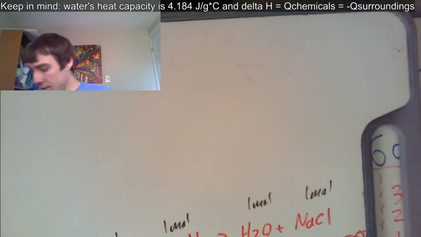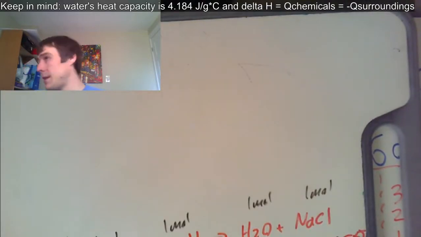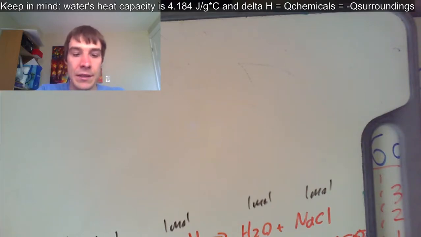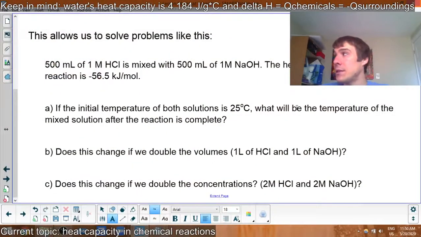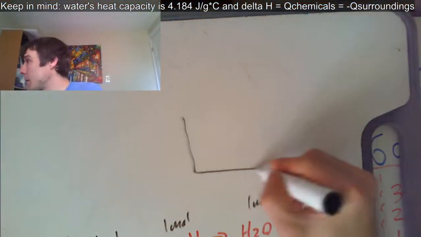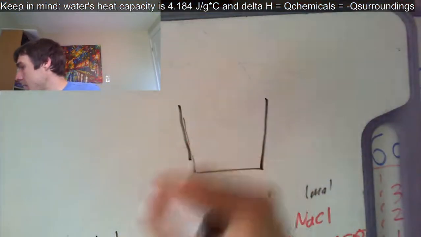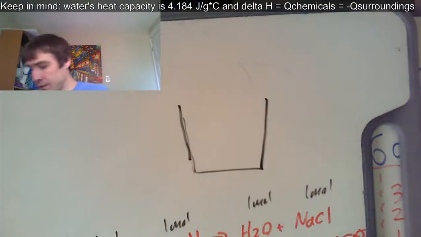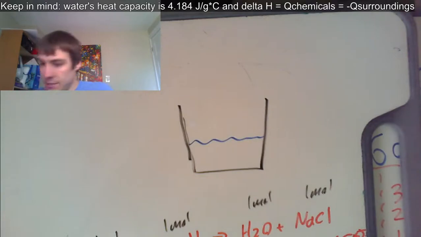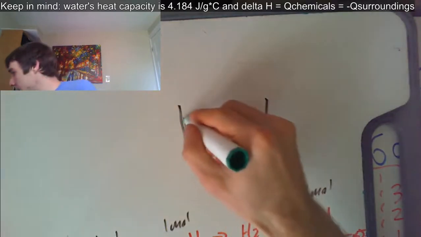And let's do a little diagram of what's actually going to happen here. Because the question is, what will be the temperature of the mixed solution after the reaction is complete, assuming we start at 25 degrees Celsius? So let's draw ourselves a little diagram. We mix some acid and some base together, right?